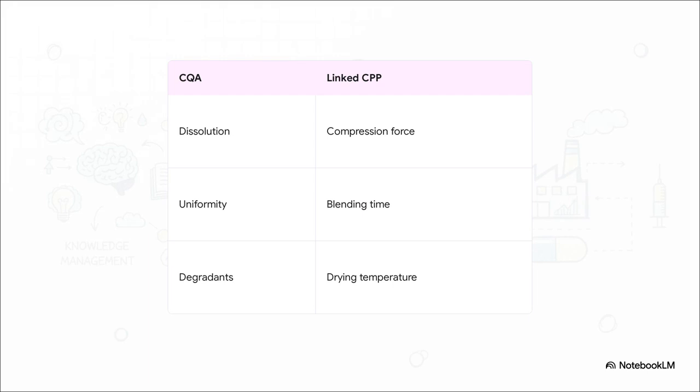Let's look at the real heart of process understanding using a fictional case study from our source material for a drug called Veltrixil.